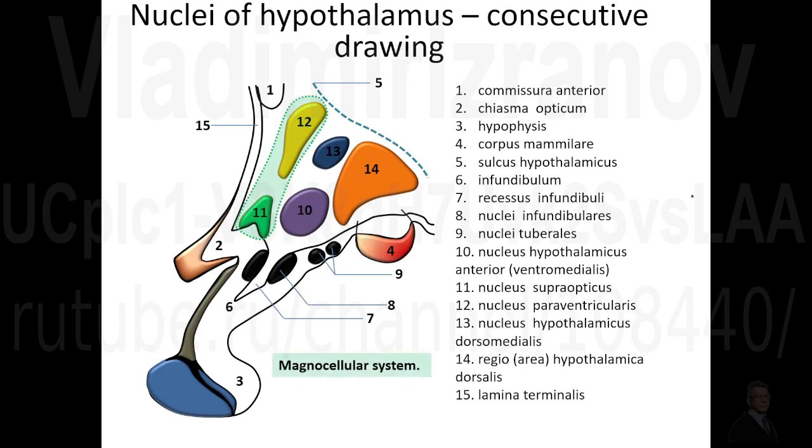Now we combine the two nuclei, nucleus supraopticus and nucleus paraventricularis, into a group of large cell nuclei, so-called magnocellular system. The other two nuclei, nucleus hypothalamicus ventromedialis and nucleus hypothalamicus dorsomedialis, are combined into a group of small cell nuclei, so-called parvicellular system.